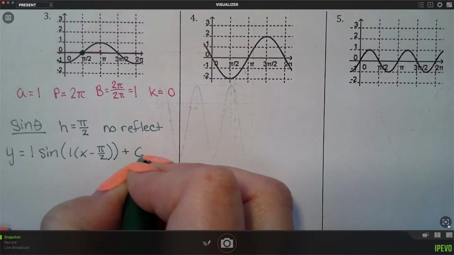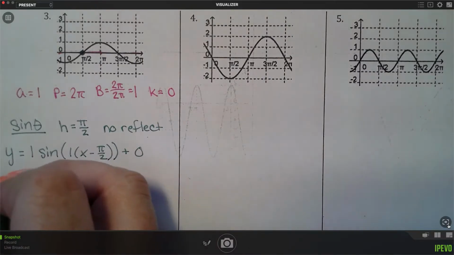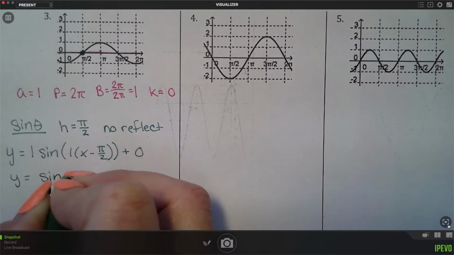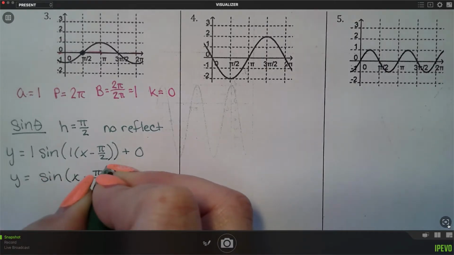No, I just plugged it in first so you saw it. Today I'm going to do that so you can see it. And so you should end up with y equals sine of x minus pi over 2. Correct?